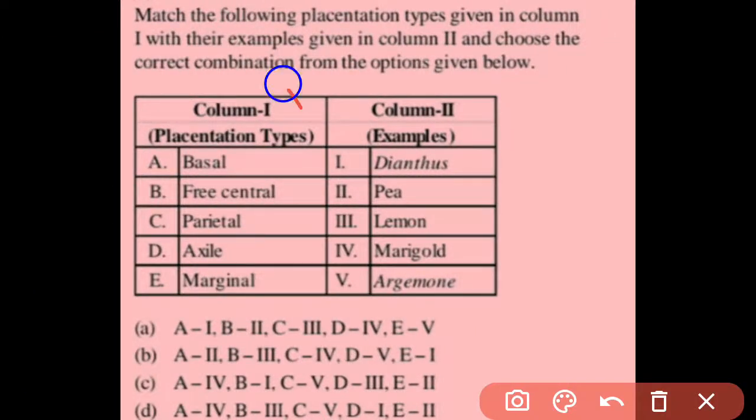Question is, here we have to match placentation type with examples. Let's check. Basal placentation is basically found in marigold. Free central in Dianthus. Parietal in Argemone, axile in lemon, and marginal in pea. So here option C is correct. Okay, let's move on. Next question.